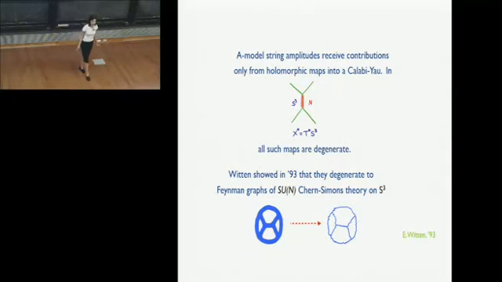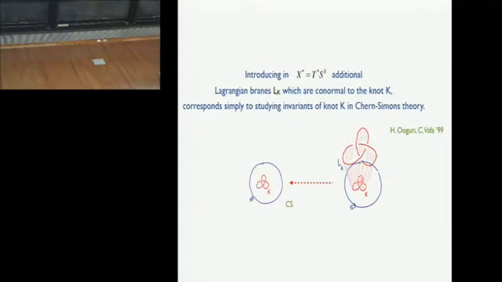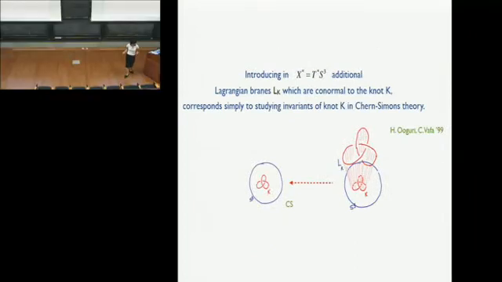When you're studying topological string, you're studying not just holomorphic maps, but you also vary over the moduli space of the base curve. And what this says is that only boundaries of the moduli space contribute, where everything localizes to graphs, Feynman graphs of Chern-Simons theory. So the A model string theory in this background is the same as Chern-Simons theory on S3. Now, Ooguri and Vafa explained that if you study this cotangent space to the S3 and you introduce these additional Lagrangians conormal to the knot, that this corresponds to studying Chern-Simons knot invariants of the knot K.